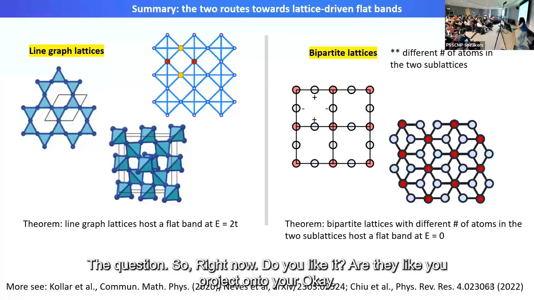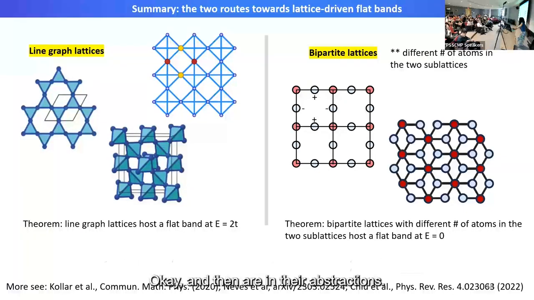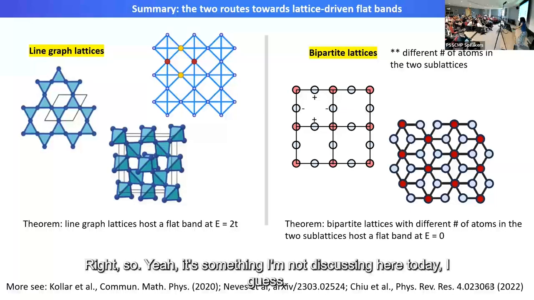Okay, cool. A question: the localized states that you can write down on the lattice, are they like you project onto your flat band, and then in that particular projection space you're writing down localized states? I mean, aren't there obstructions to that? Right, so it's something I'm not discussing here today, I guess.